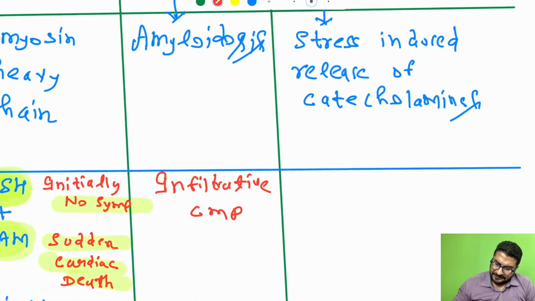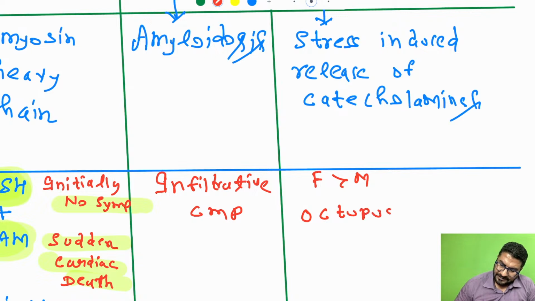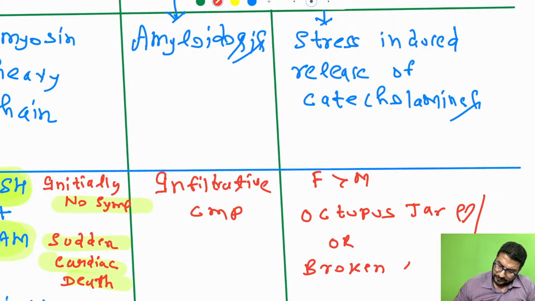Takotsubo cardiomyopathy, understand, it is the only cardiomyopathy which is common in females. बाकी सब males में common है. Here ventricles shape will become like an octopus. So we also call this octopus jar heart. Or what else do we call this? We call this as broken heart syndrome.